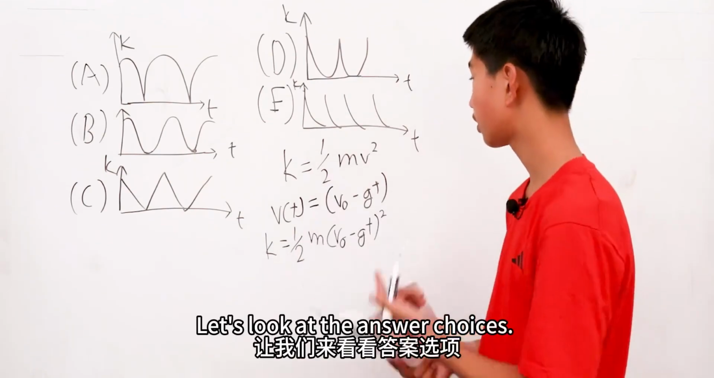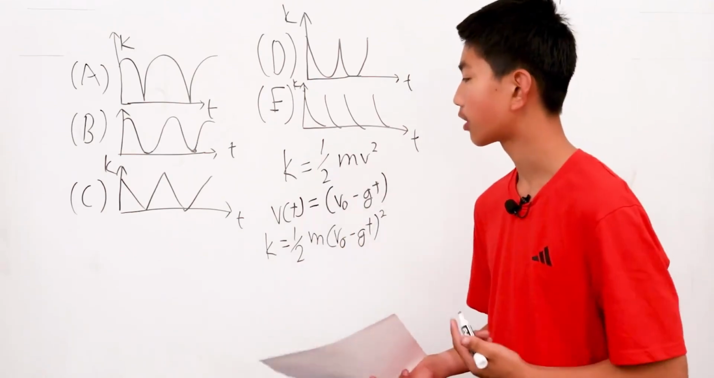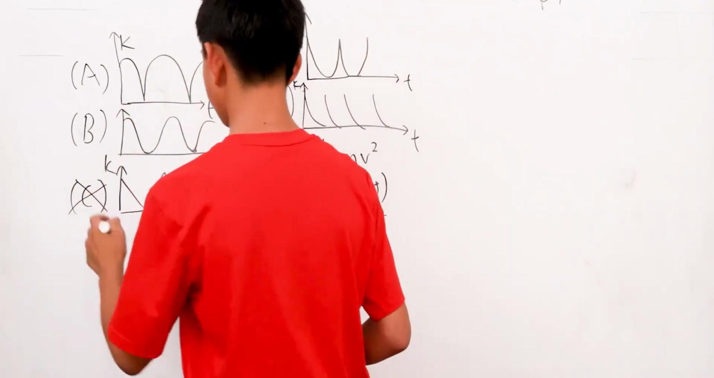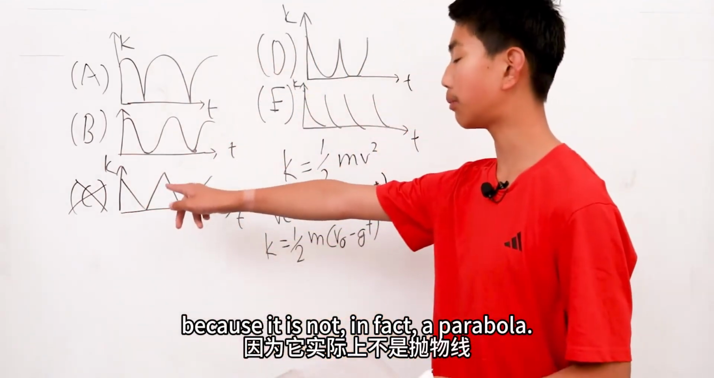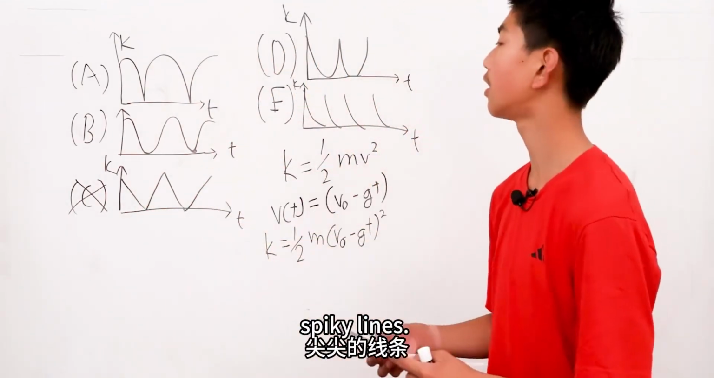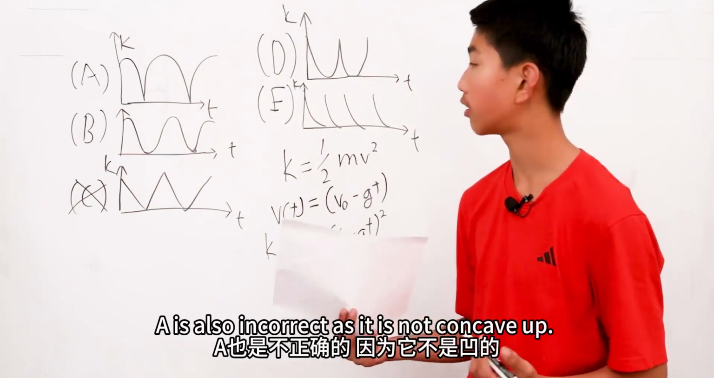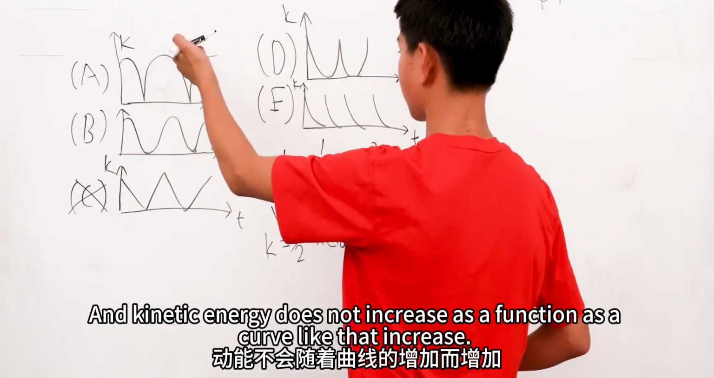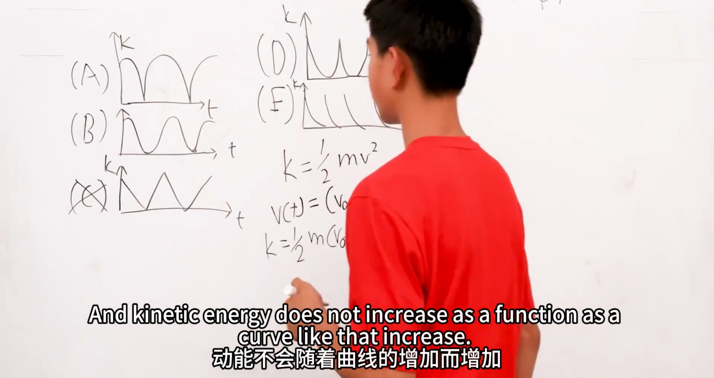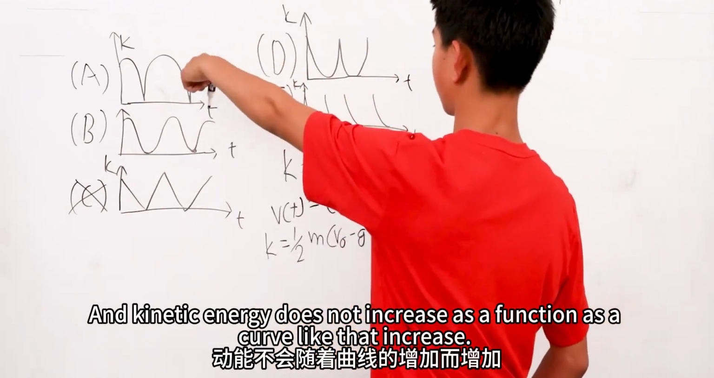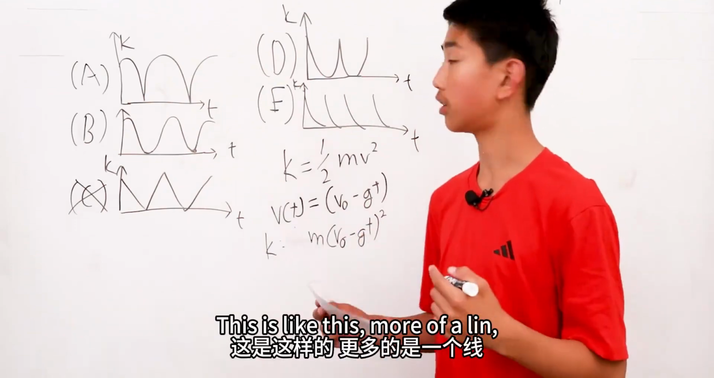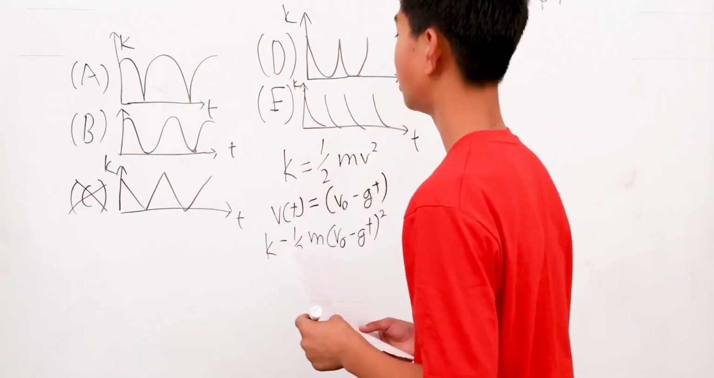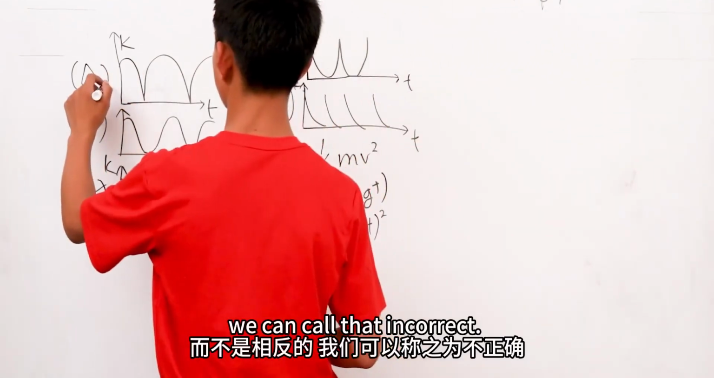So, let's look at the answer choices now. We obviously see that C is incorrect because it is not, in fact, a parabola. It has straight, spiky lines. A is also incorrect as it is not concave up, and kinetic energy does not increase as a curve like that. It increases like this, more of a parabolic shape, not the inverse. So we can call that incorrect.